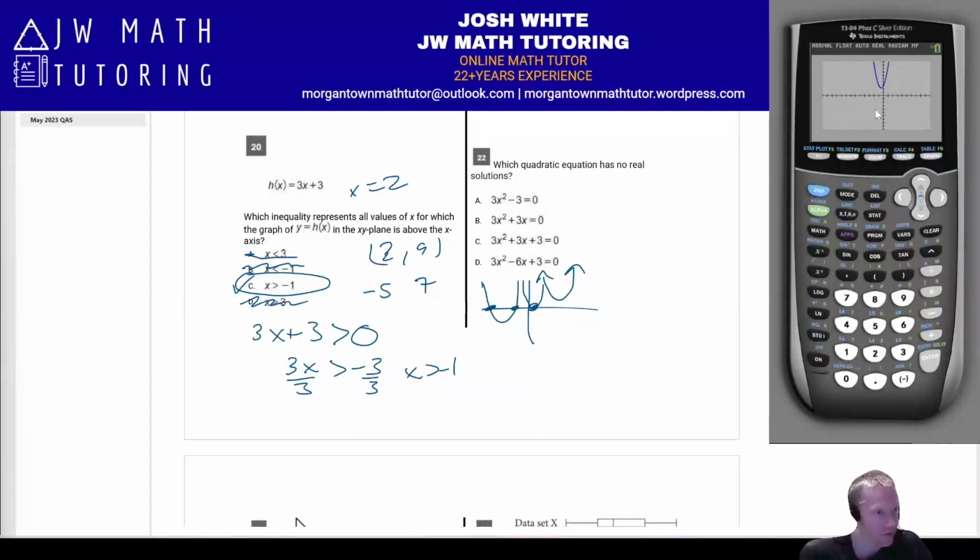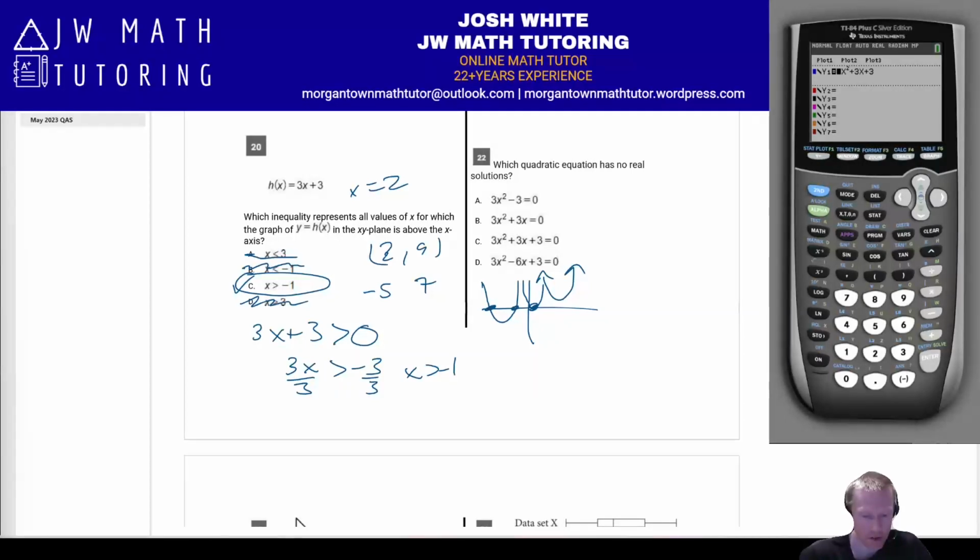Okay, so notice here we have the graph of it. And it does not cross the x-axis anywhere. That means it has no x-intercepts. Therefore, it has no real solutions. It has 2 solutions, but those 2 solutions are complex numbers, not real numbers. Okay, so that is method 1.